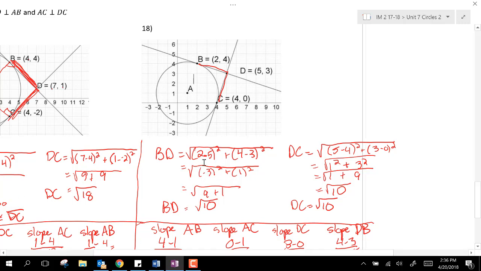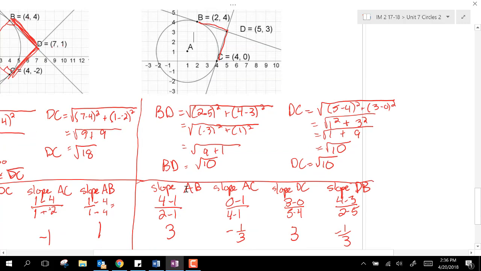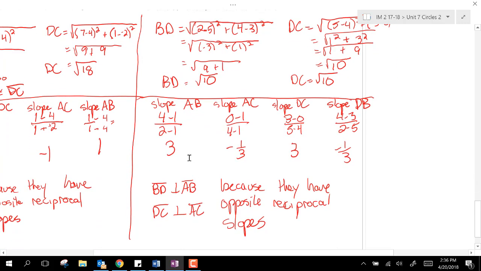So BD is 2 minus 5, 4 minus 3, square them up, add them up, square root of 10. DC, 5 minus 4, 3 minus 0, square them up, add them together, we get square root of 10, so they're both the same. And the same thing with our slopes. We got 3 and negative 1/3, 3 and negative 1/3. 3 is obviously 3 over 1. So they are opposite reciprocals, so we do have perpendicular segments here. So that's what we're talking about on the last day of this unit.